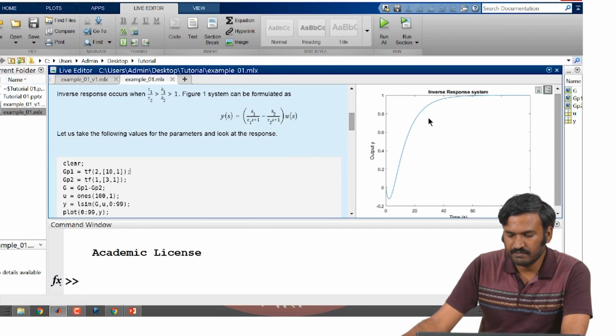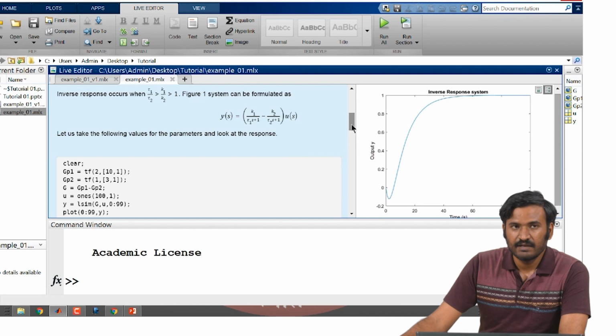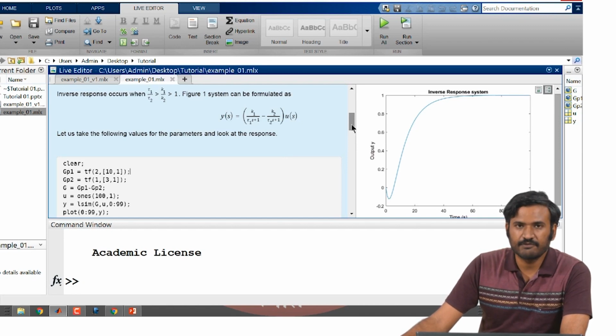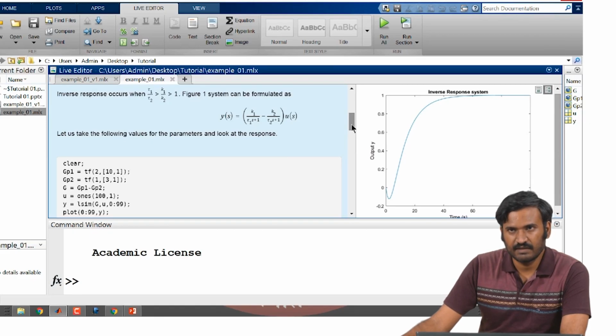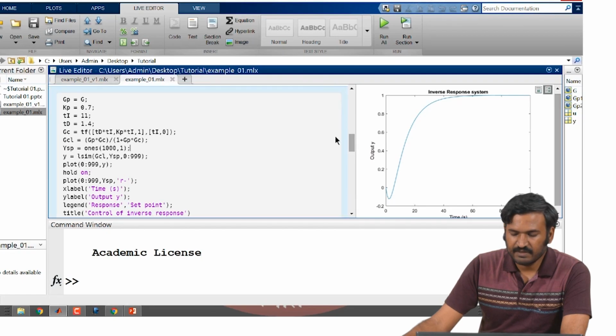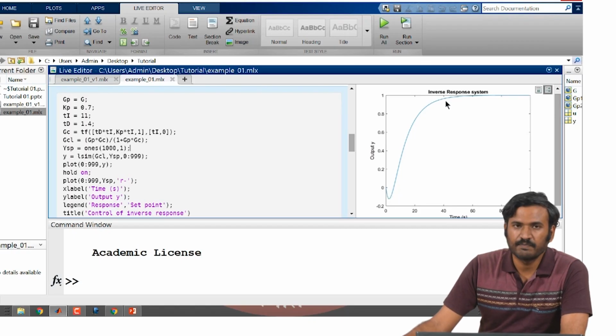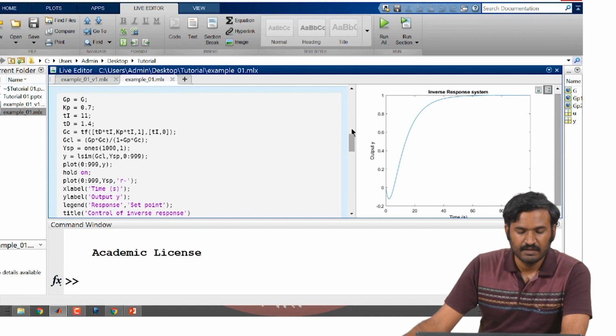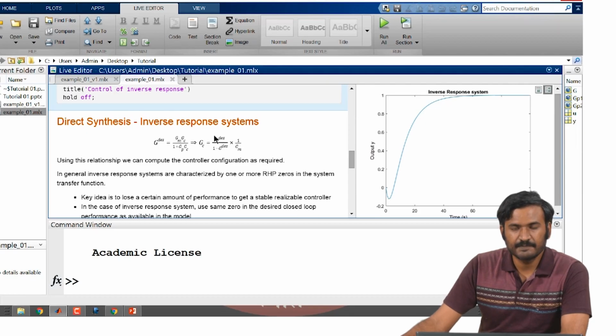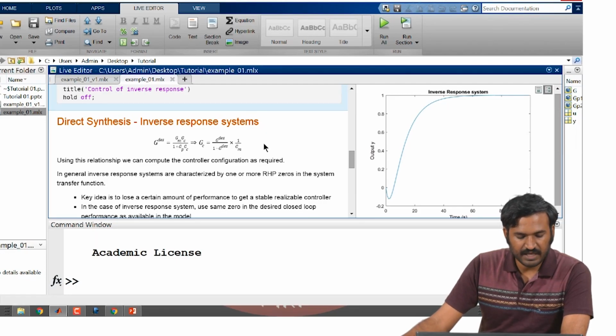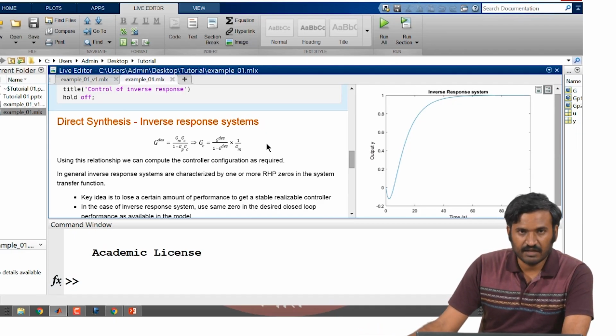Now, this type of systems are characterized by a zero on the right half plane. So, if the system has one or more zeros on the right half plane, we can expect an inverse response. Now, such inverse response systems present a difficulty in control. So, if we were to implement PID control directly, we may find some sort of performance loss. With direct synthesis, we can specify which type of response we want in closed loop. Because of that, we'll get better controller configurations.